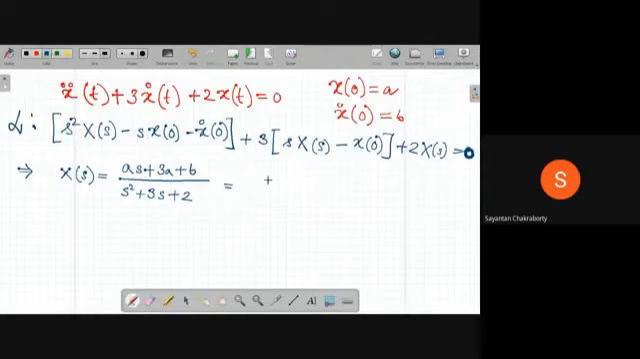Now to get the partial fraction. What will be this?